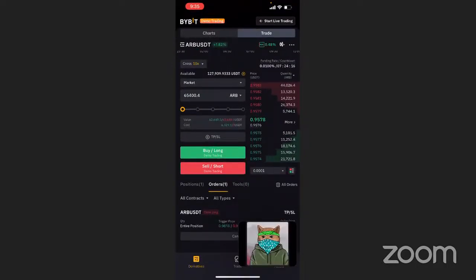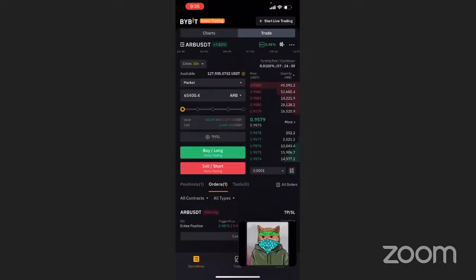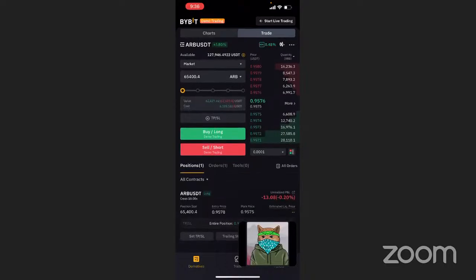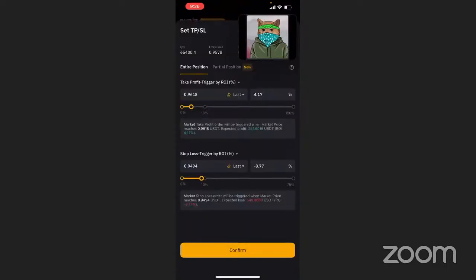Okay, go to your position. Go back. On the trade down there below the sell short, you have orders. You are currently on the orders. Click on position towards the left. Exactly. So now this is the trade that is running. Please, Madam Alice, on this interface here, where exactly do you use to set or adjust that take profit and stop loss? It is on this set TP/SL. Please click on that set TP/SL.